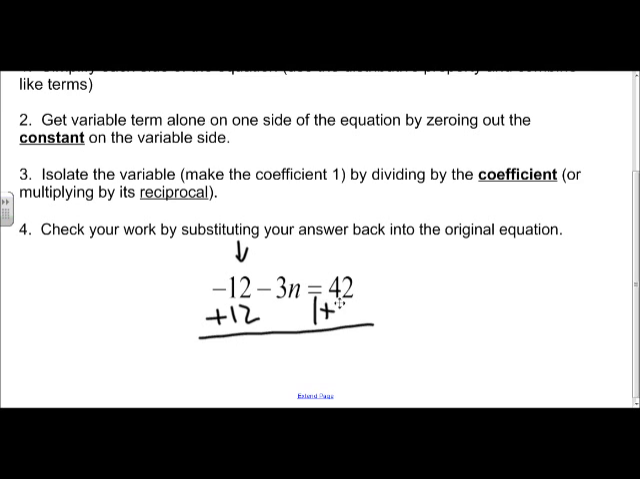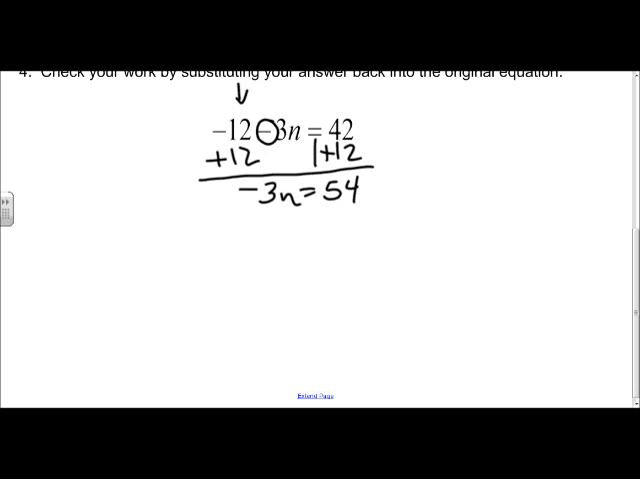And then what I do to one side of the equation, I must do to the other. So 42 plus 12 is 54. And then on the left side of this equation, I have negative 3n equals 54. Do not forget about that negative sign there. And next, I want to get the variable all by itself. I want to isolate it. I want to make the coefficient 1. So negative 3 divided by negative 3 will give me a positive 1n. And 54 divided by negative 3 is negative 18.